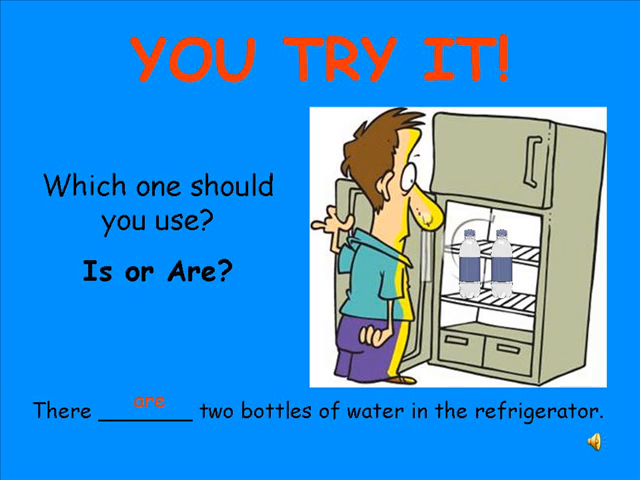Okay, now let's try this one. Which one do you think you're going to use based on the picture? Is it is or are that belongs in the blank? Think about it again. Okay, how many of you said is? Now how many of you said are? Are it is. Now why? You're right, because there's two bottles of water in the refrigerator. There is more than one, so we need to use are.